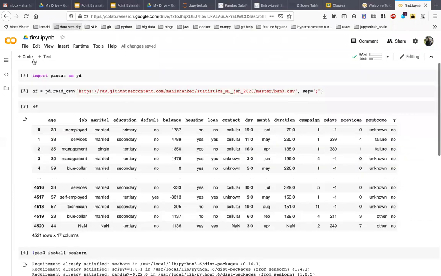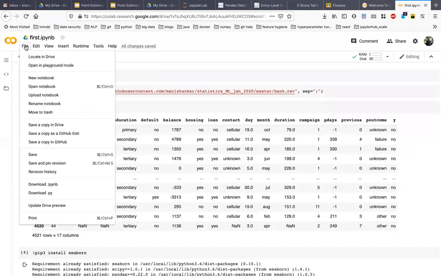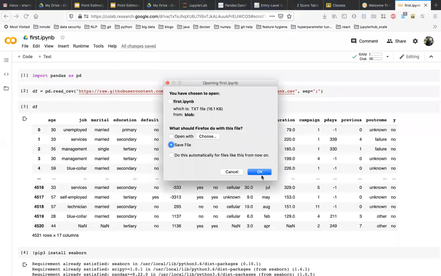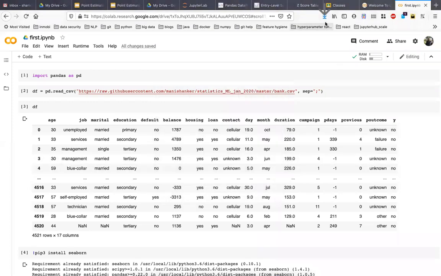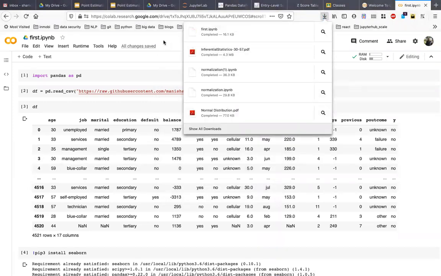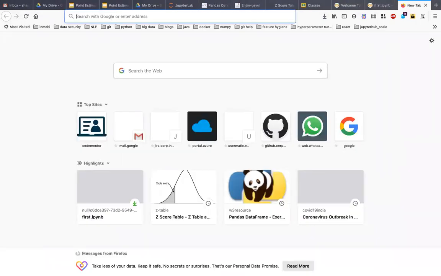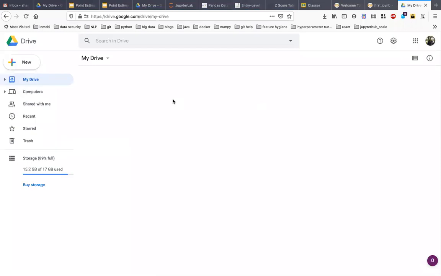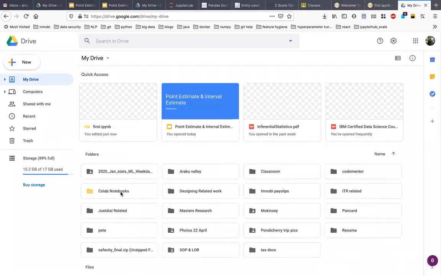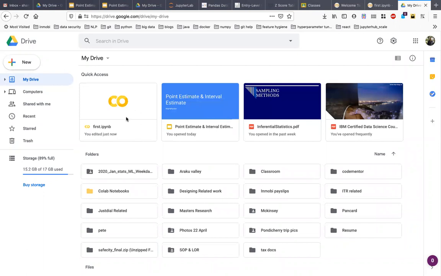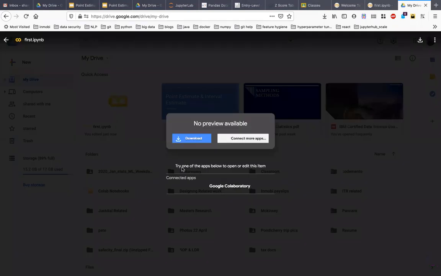Now, how do you download it locally? Let's say if you want to give it to someone, you can go here, click here, download .ipynb. You can download here. Now the best part is it will be present in your Google Drive. So this is here, right? So you will never lose this, even if your laptop crashes or anything. If you log into your Google Drive, this Google Colab will always be here. Okay, so you can download it or open it with Google Colaboratory.